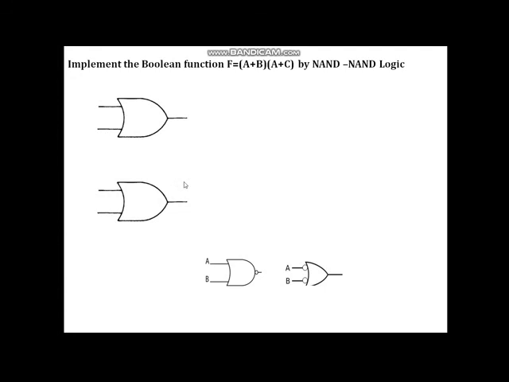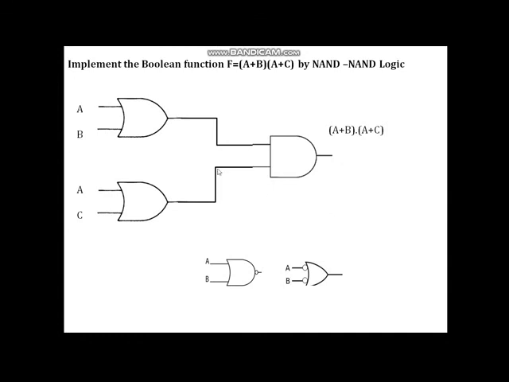The first OR gate gives the sum A plus B and the second OR gate gives the sum A plus C. The outputs of the two OR gates are given to an AND gate, which gives the product (A plus B) dot (A plus C).